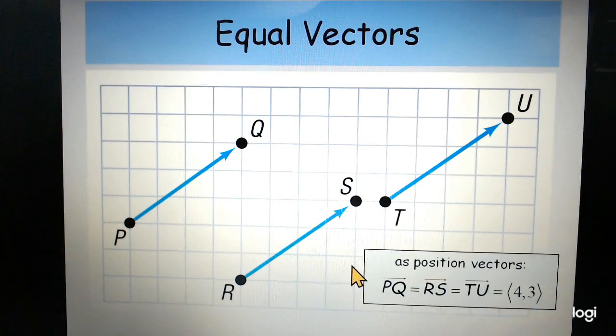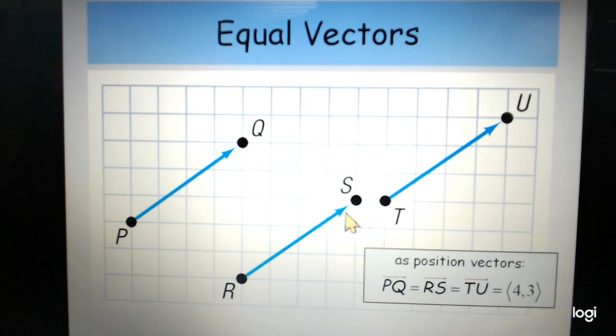Moving along, these vectors are equal vectors. They have different names, but they're equal vectors. In each case, we go 1, 2, 3, 4 over and 3 up. So these are equivalent to the vector <4, 3>. Notice the angle brackets here. This is how we distinguish between a vector and a point. So these are the position vectors equivalent to <4, 3>.